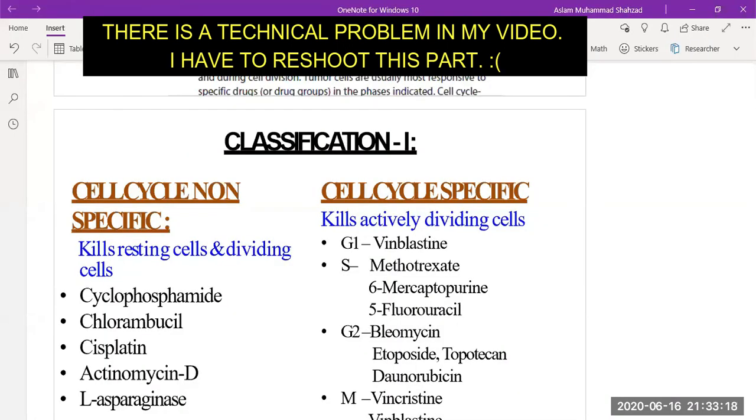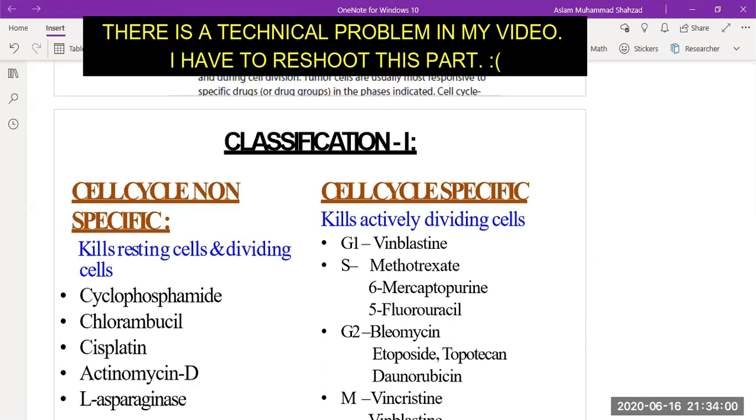So let's move towards the classification of drugs. The drugs have been classified into cell cycle specific and cell cycle non-specific. It means some drugs are classified that only target the cell cycle specific. For example, if you see on the right side, we have vinblastine, methotrexate, and bleomycin. If you take a look at G1, S, G2, and M, they inhibit the cell cycle at the G1 phase, S phase, G2 phase, or M phase. So the cell cycle specific drugs act only on specific cells, on specific cell cycles.